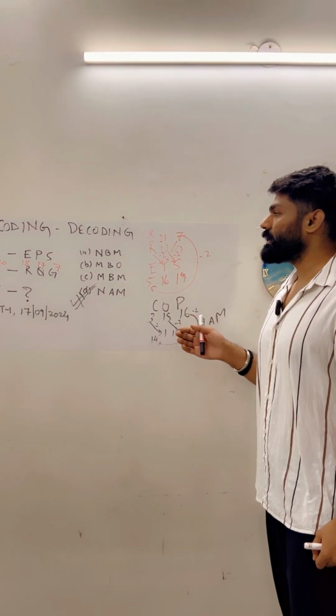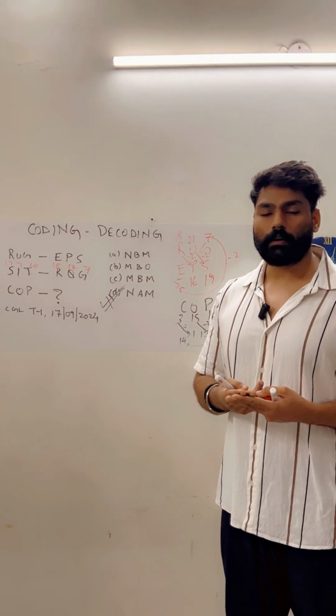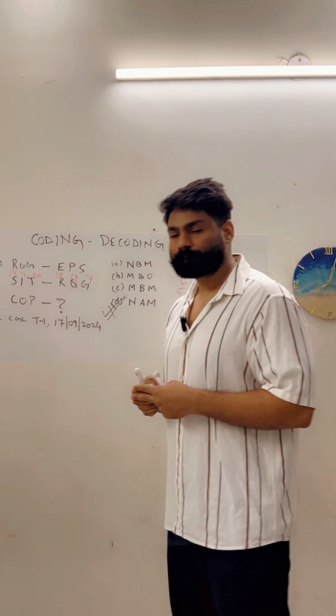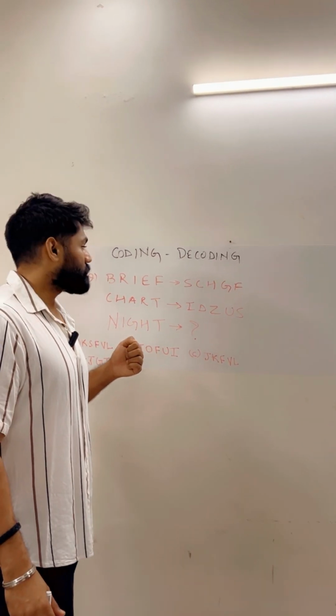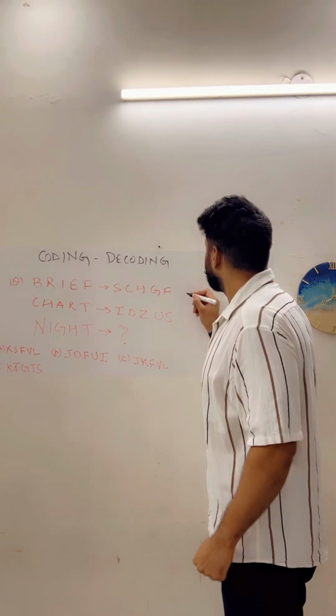So it's basically an easy part, coding and decoding. You just have to learn the positional values of the alphabet from forward and from backward. That'll do it. So guys, let's take the third question, and it's also easy but a little bit tricky. So let us solve it.